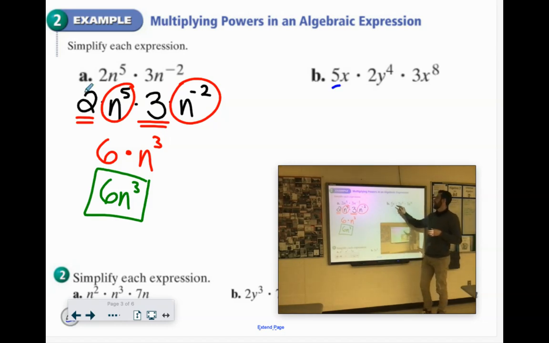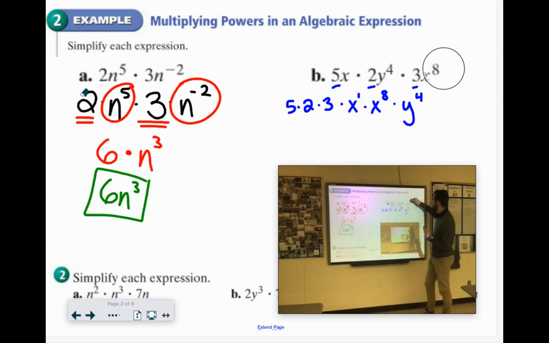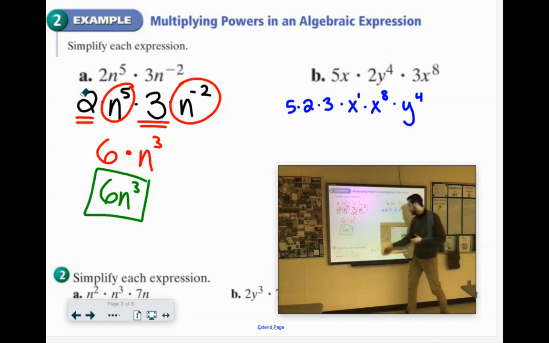We have 5x times 2y to the fourth times 3x to the eighth. So our regular numbers, 5 times 2 times 3, we have x to the first times x to the eighth, and we have y to the fourth. Now, you're going to get so good at this because you're so smart that you won't need to write the step that I just wrote. That's kind of obnoxious, actually. You're just going to be able to go straight at the answer sometimes.